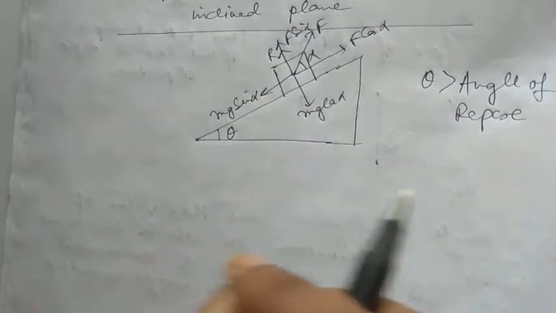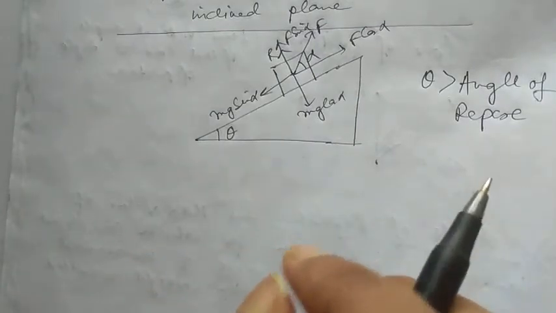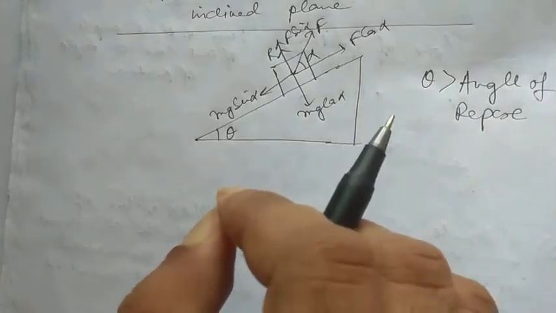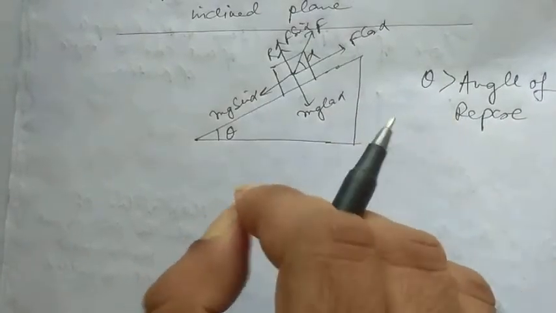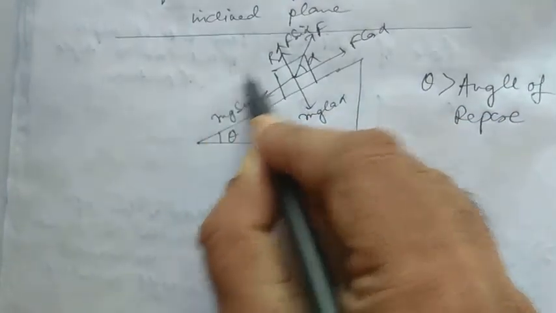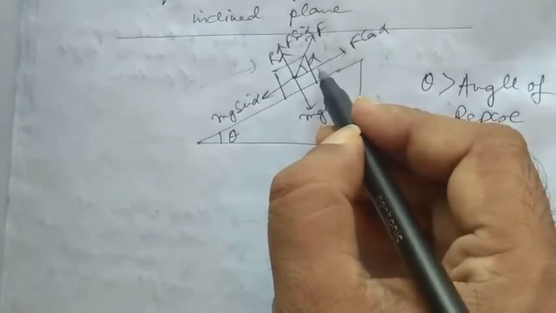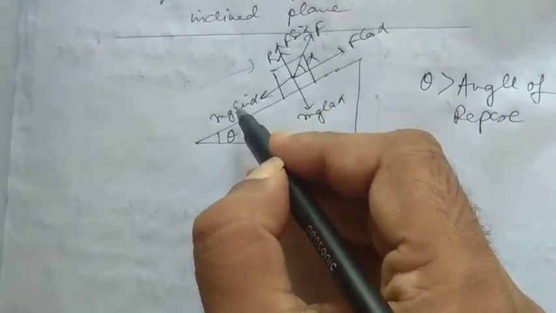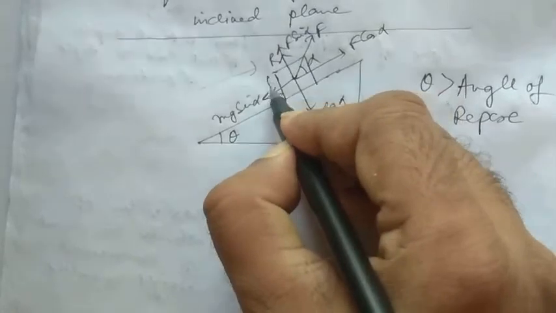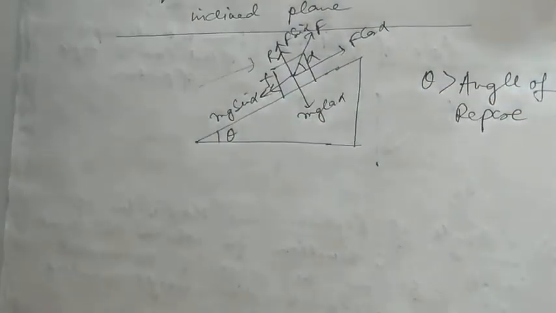As theta is greater than the angle of repose, the frictional force alone is not sufficient to keep the body at rest. That means if the body is moved along the inclined plane in the upward direction, the frictional force will act in the downward direction, or rather in the opposite direction. That means mg sin alpha and frictional force will act in the same direction.